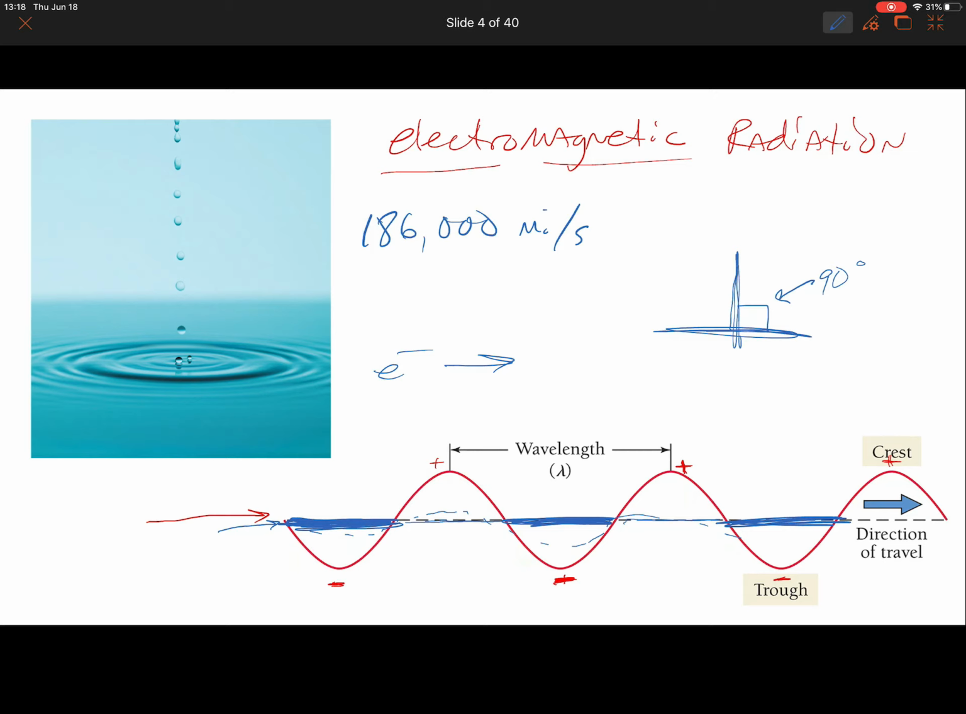And light also has properties of both waves and particles. So we're going to look at how light works as a wave, and then I will show you how light works as a particle. Now, in our SI units, this would be 3.0 times 10 to the 8 meters per second.